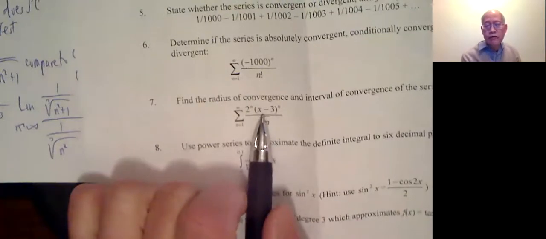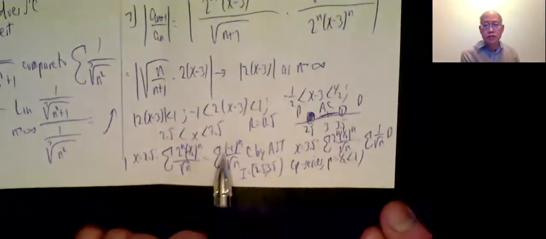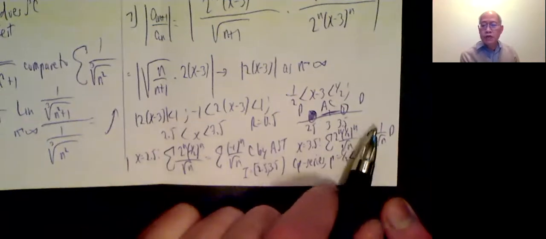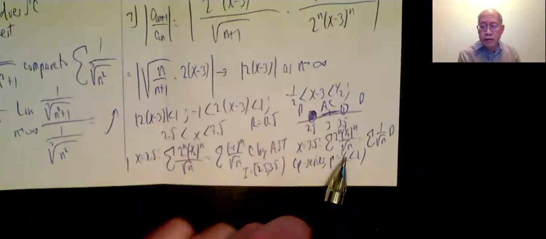3.5 minus 3 is 0.5. 2 to the n times 0.5 to the n is 1 to the n, and 1 to the n is just 1. So I have the summation of 1 over radical n, which diverges because it's a p-series where p is equal to half, which is less than 1.